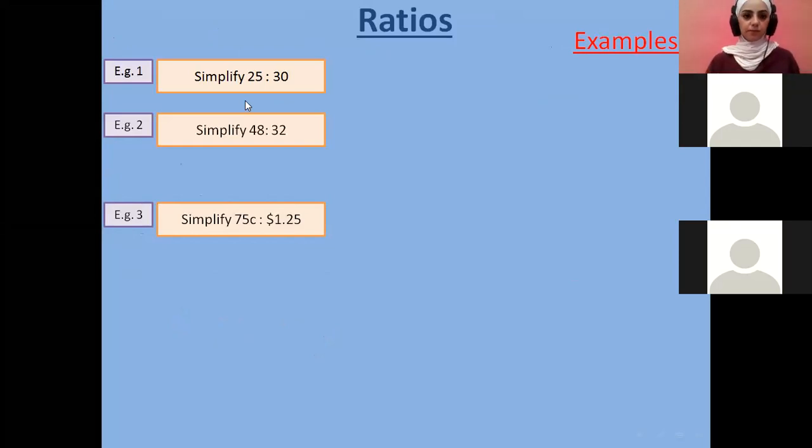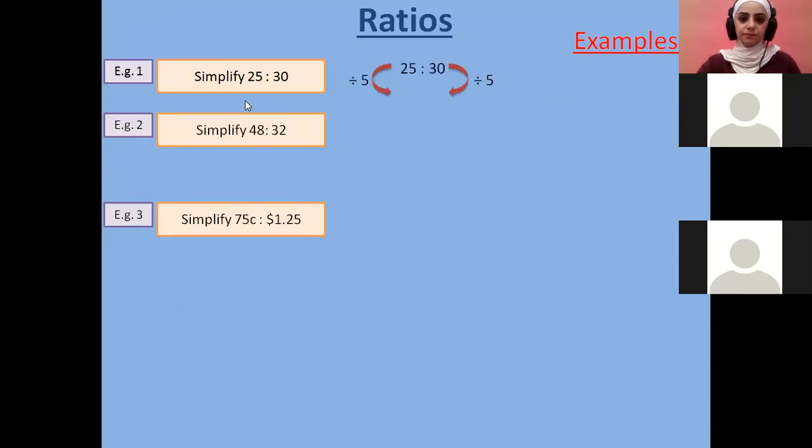Simplify 25 to 30. We can divide them by 5. 25 divided by 5 is 5, and 30 divided by 5 is 6. In the simplest form, 5 to 6. Yes, excellent, Muhammad. Thank you so much.